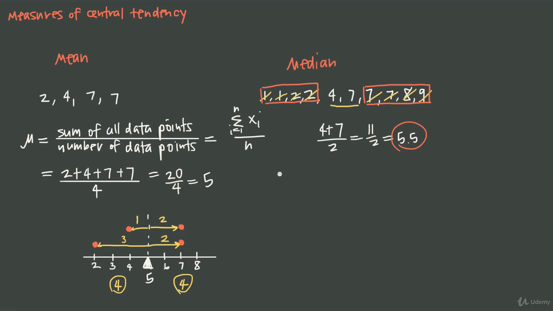But sometimes we'll have a data set like 1, 2, 3, 4, 5. Let's say this is our data set. We have in this set an odd number of data points, not an even number.